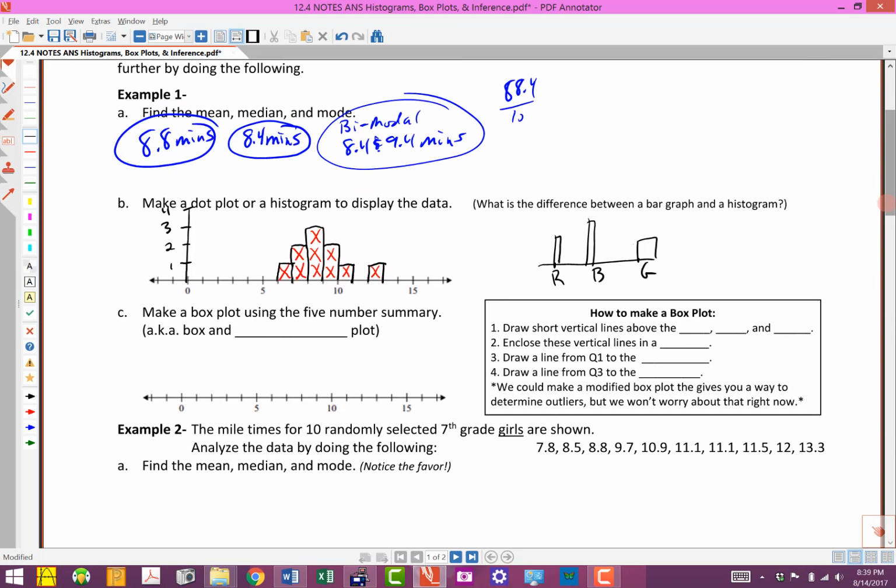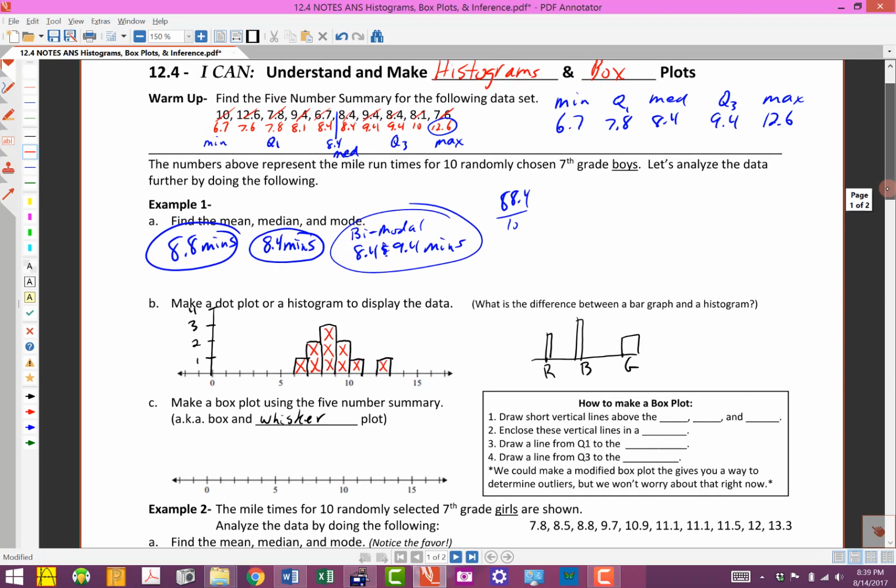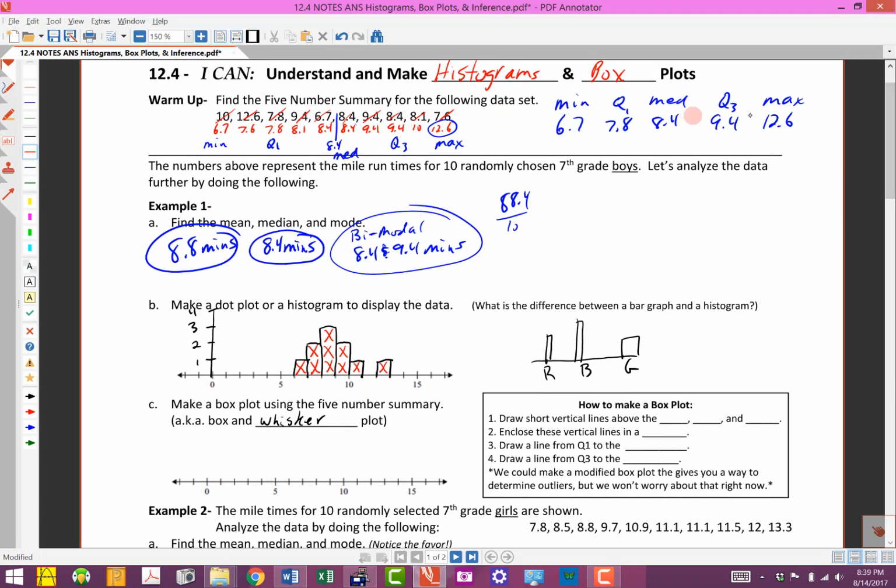Okay, now let's talk about how we make a box plot. We make a box plot using the 5-number summary, and it's also known as a box and whisker plot. You'll see why it's called a box and whisker plot in just a second, but I'm going to run through the steps here, and I'm going to show these values that we came up with here.